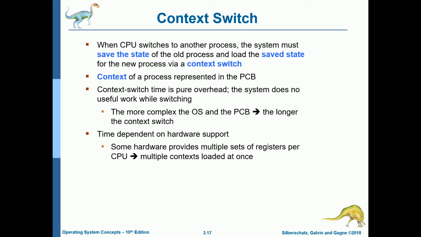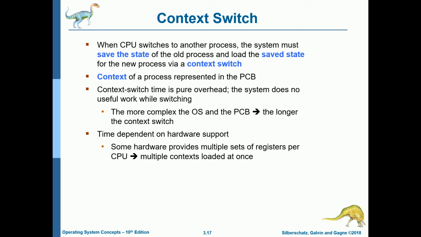Generally, we perform what's called a state save of the current state of the CPU core, be it in kernel or user mode, and then a state restore resumes the process. Switching the CPU core to another process requires performing a state save of the current process and a state restore of a different process. This is known as context switching.